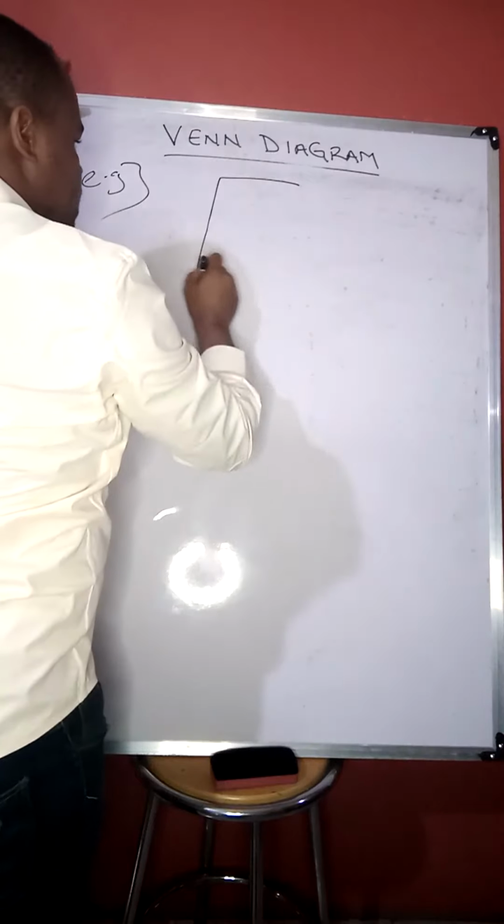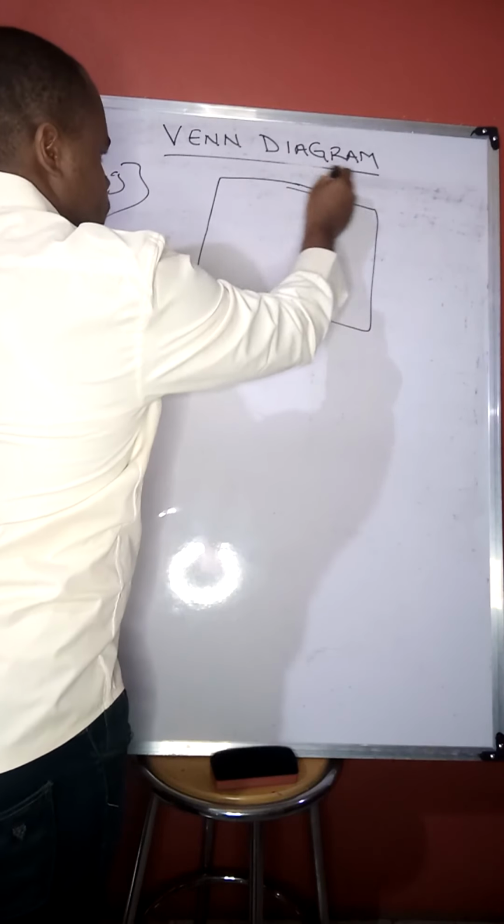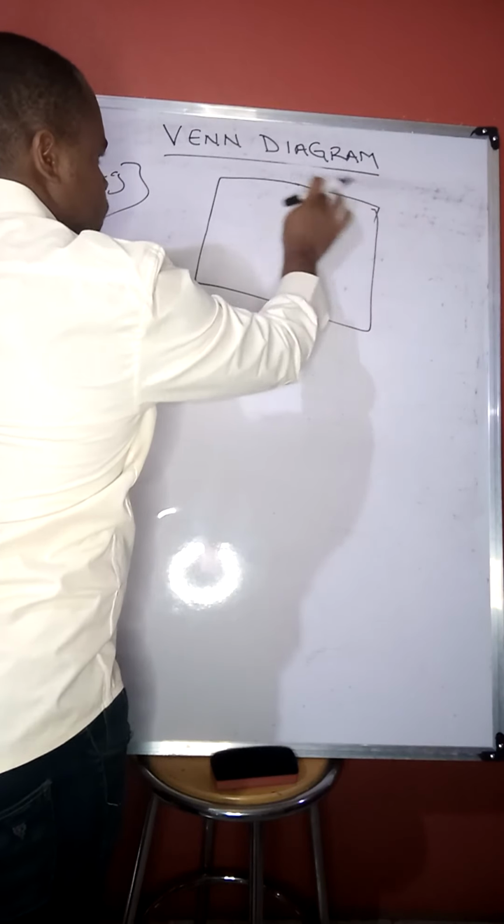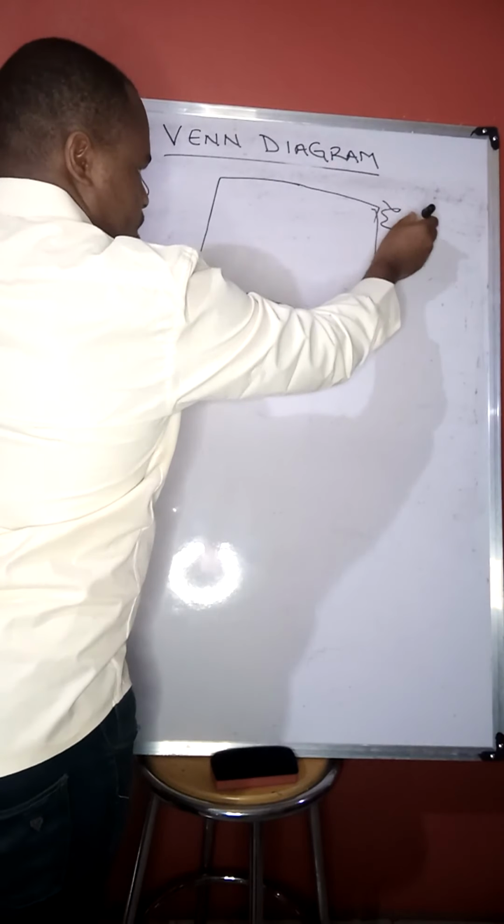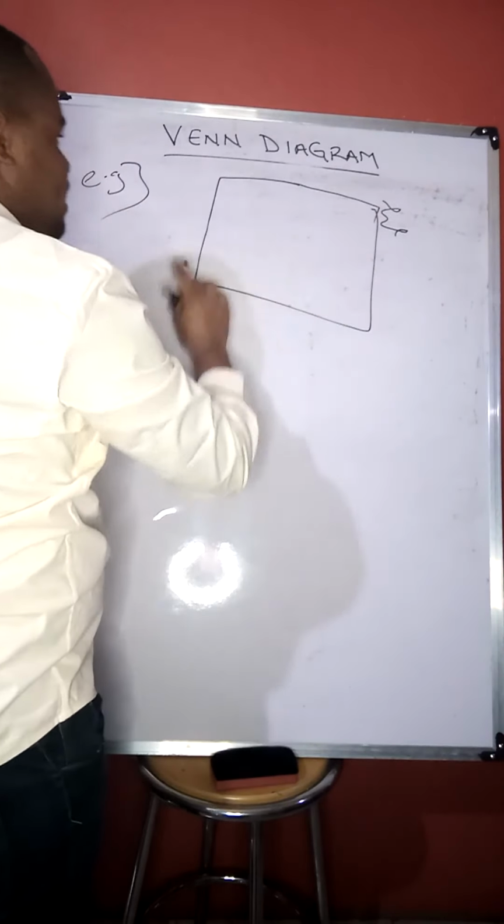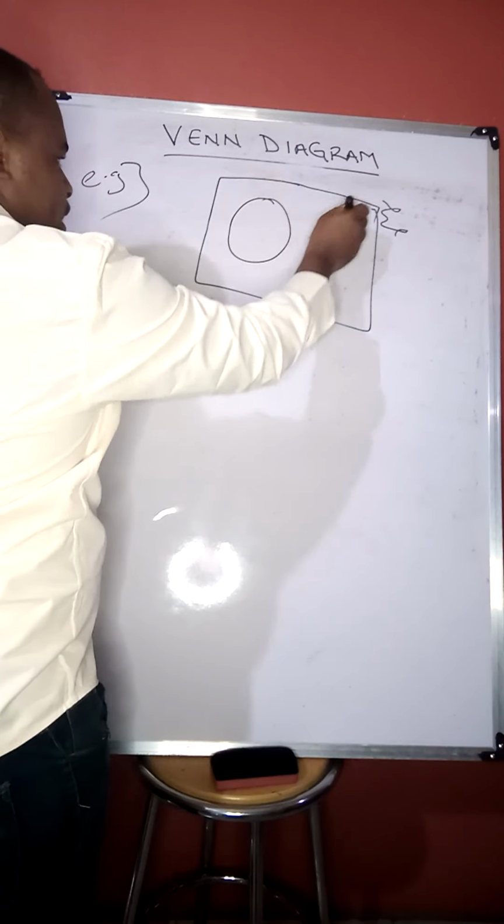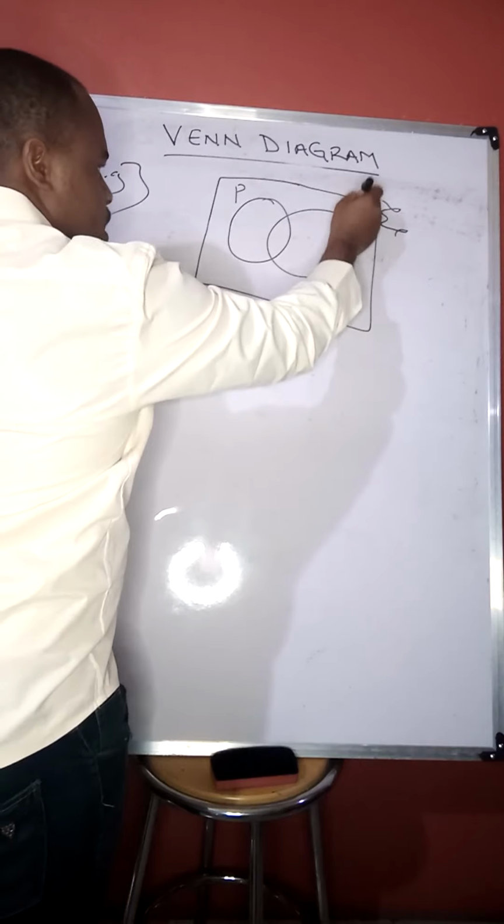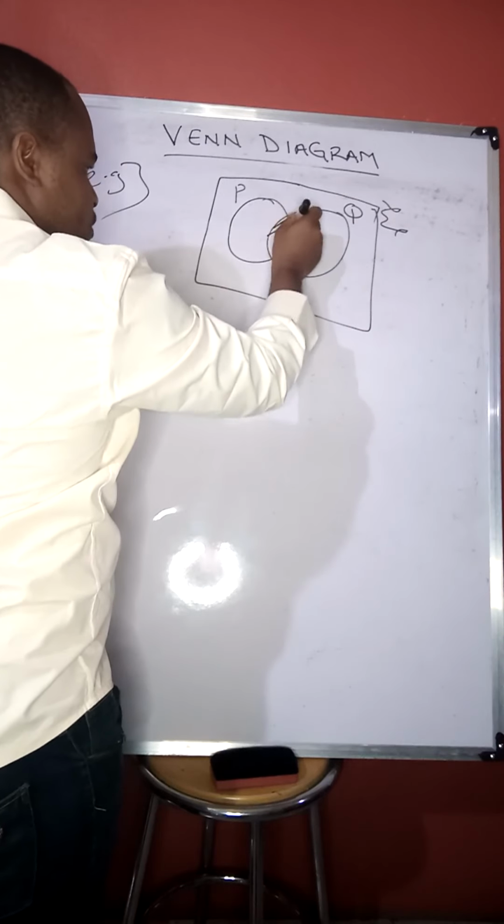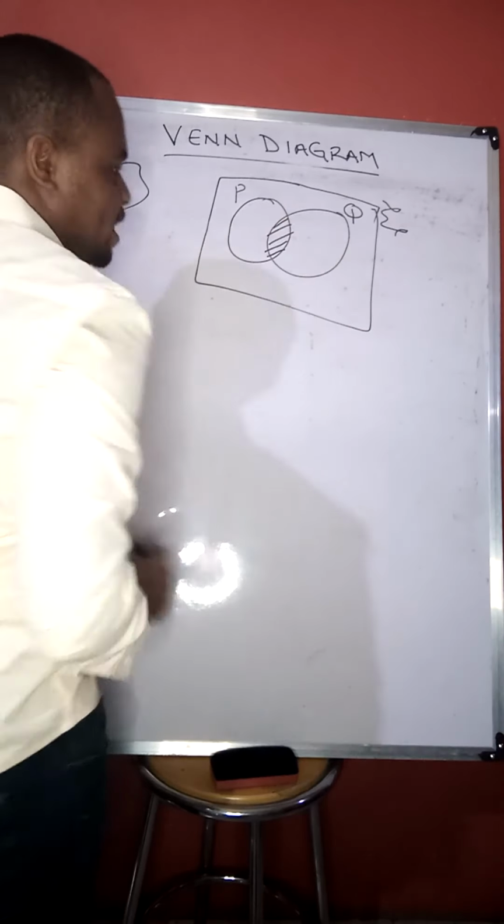If I am given this Venn diagram, remember that this is my universal set. It is represented by what? Rectangle. And I'm given two circles, P and what? Q. And they shade here for me and said I should interpret this shaded portion.